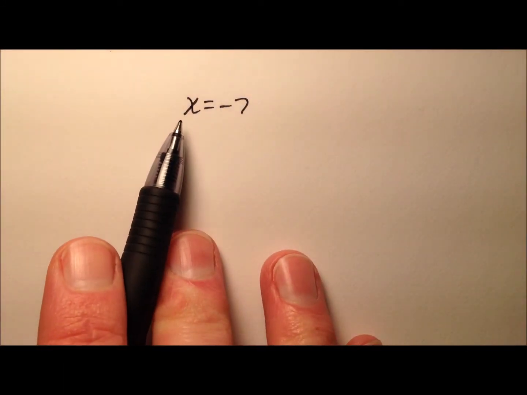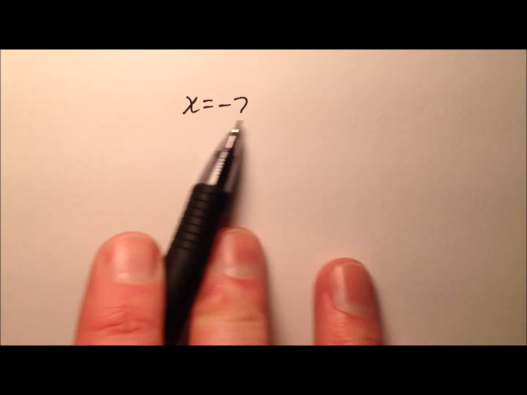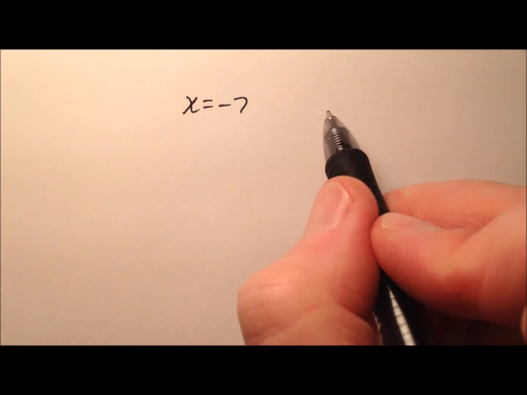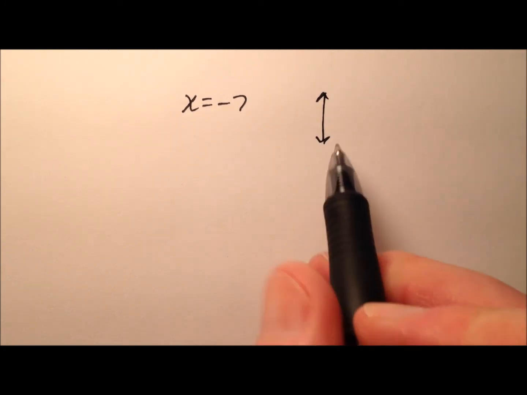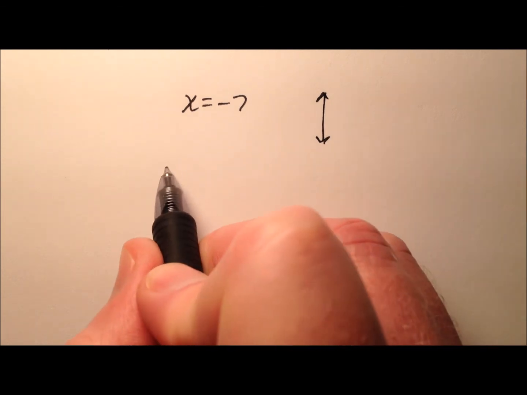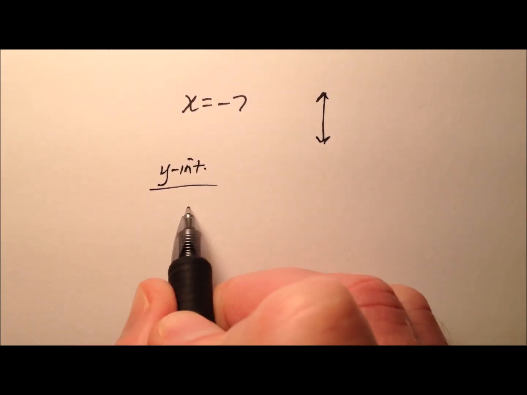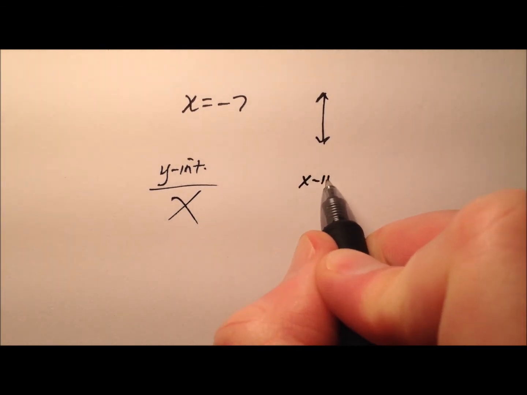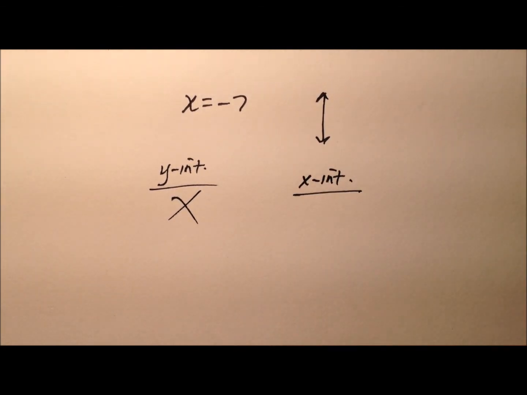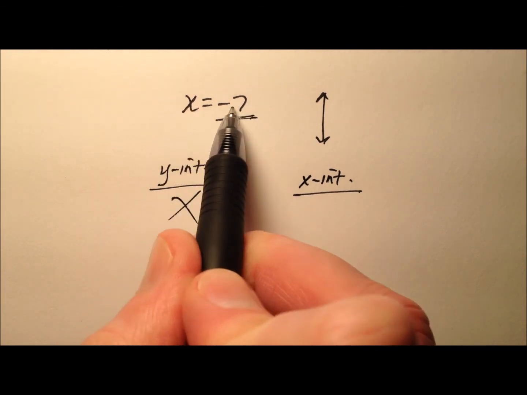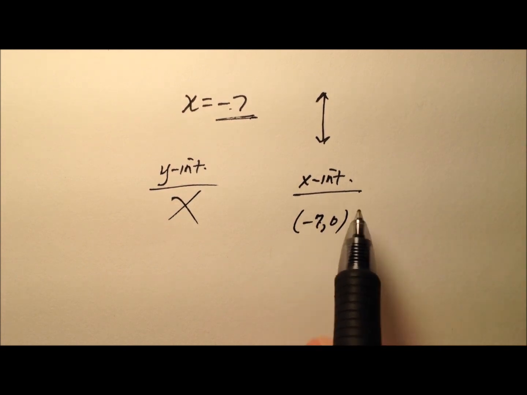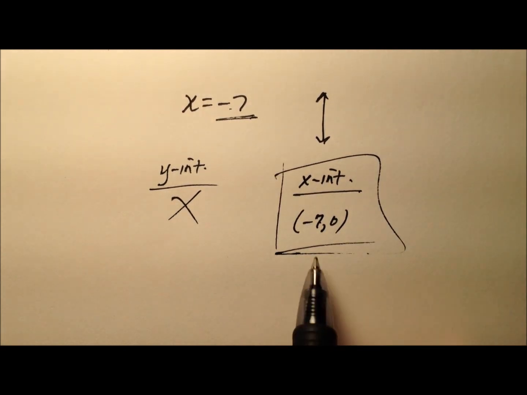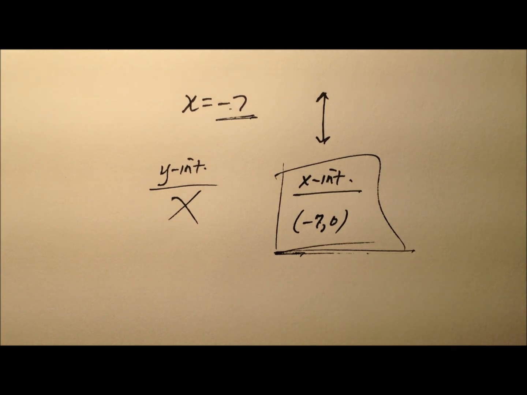In this last example, we have x equals negative 7. And x equals negative 7 is the equation of a vertical line, which means it's going to go up and down, which means it's actually running parallel to the y-axis. So it will never touch the y-axis. So as far as a y-intercept is concerned, it doesn't have one. But as far as an x-intercept is concerned, it will cross the x-axis at this value of x, negative 7. So the intercept is going to be (-7, 0). So here is the only intercept for this vertical line, x equals negative 7. Let's go ahead and take a look at the graph of that.